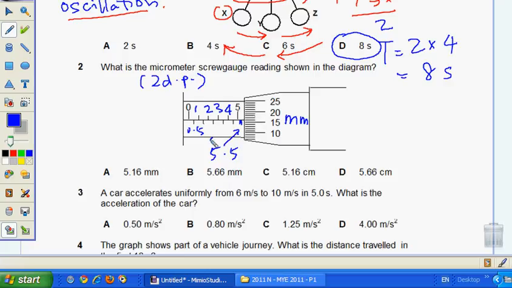So I circle it. 5.5 is my starting point. And remember, you can read up to 2 decimal places. So I cannot stop with 5.5. I need to find the second decimal place. So how do I find the second decimal place?